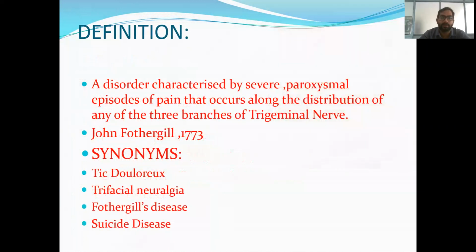By definition, trigeminal neuralgia is a disorder characterized by severe paroxysmal episodes of pain that occur along the distribution of any of the three branches of the trigeminal nerve. It was described by John Fothergill. It is also called tic douloureux, trifacial neuralgia, Fothergill's disease, and suicidal disease.